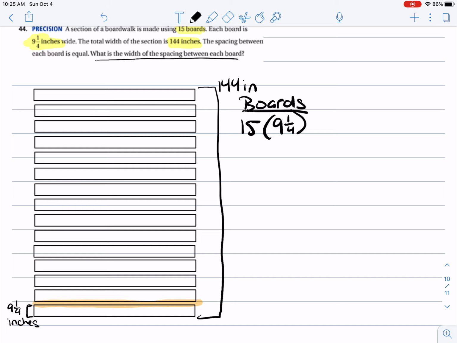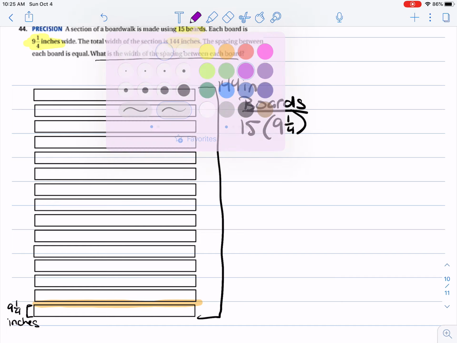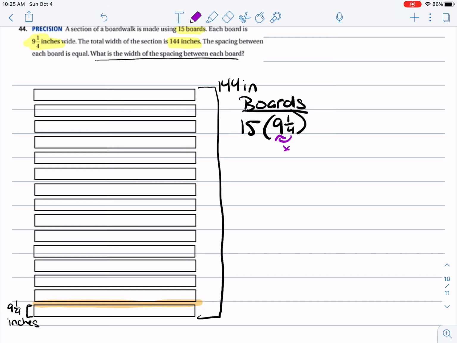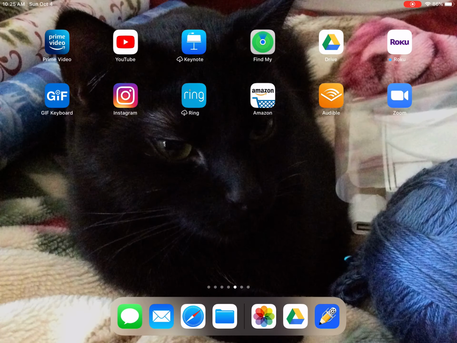All right, so the first thing I'm going to do is I'm going to change my mixed number into an improper fraction. Add. This is going to turn into 15 times 4 times 9 plus 1, all of that over 4. And this is going to be 15 times 37 fourths. And then we do want to change our whole number into a fraction as well. So this is going to be 15 wholes.